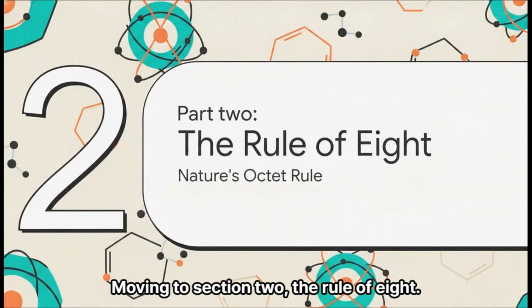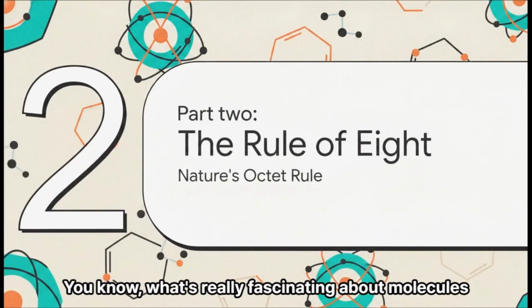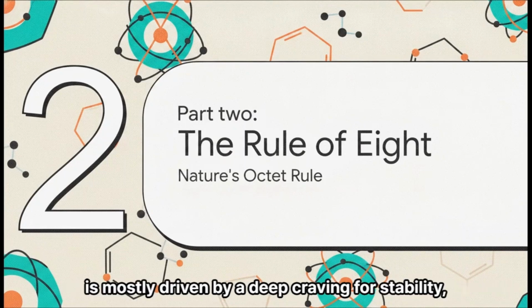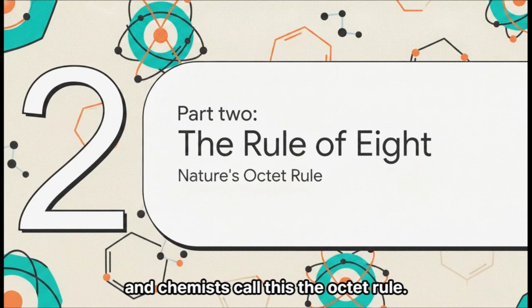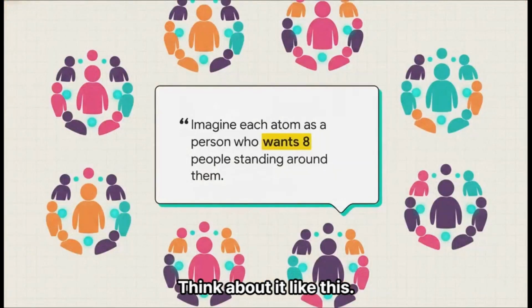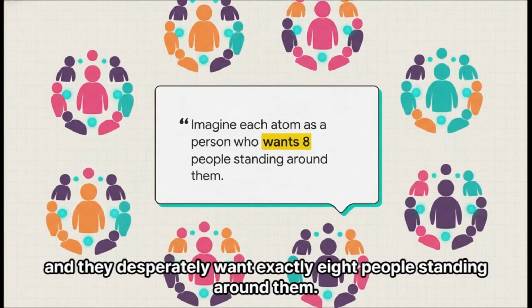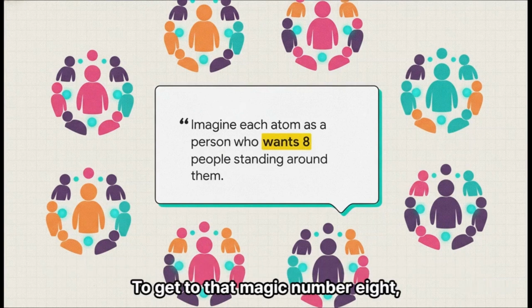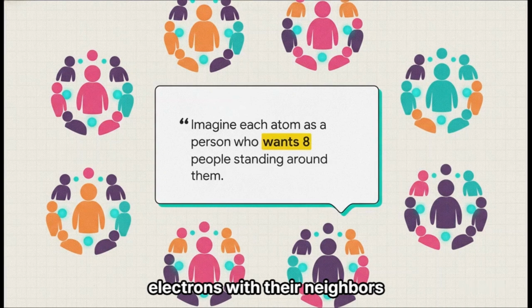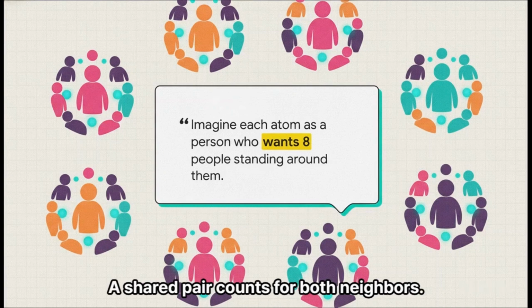Moving to Section 2, the rule of 8. What's really fascinating about molecules is that their behavior is mostly driven by a deep craving for stability, and chemists call this the octet rule. Think about it like this. Imagine each atom is a person at a super crowded party, and they desperately want exactly 8 people standing around them. To get to that magic number 8, they just share people, or in our case, electrons, with their neighbors. A shared pair counts for both neighbors.